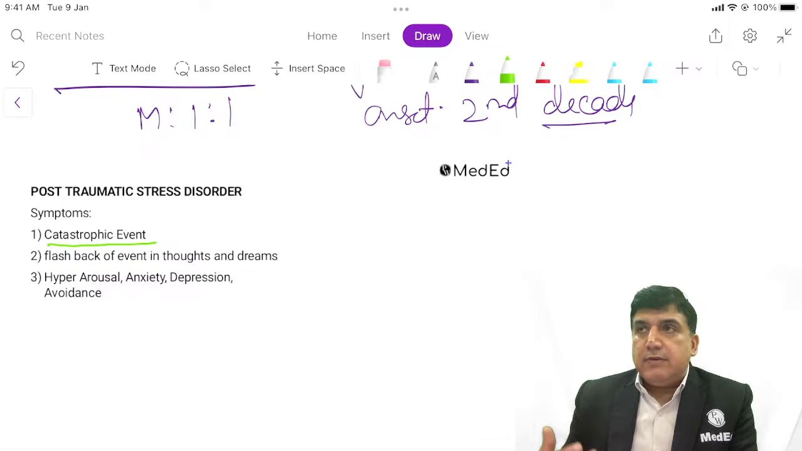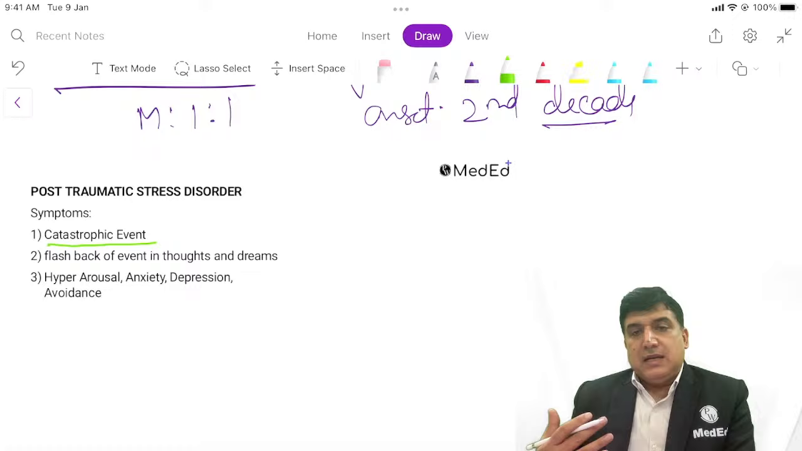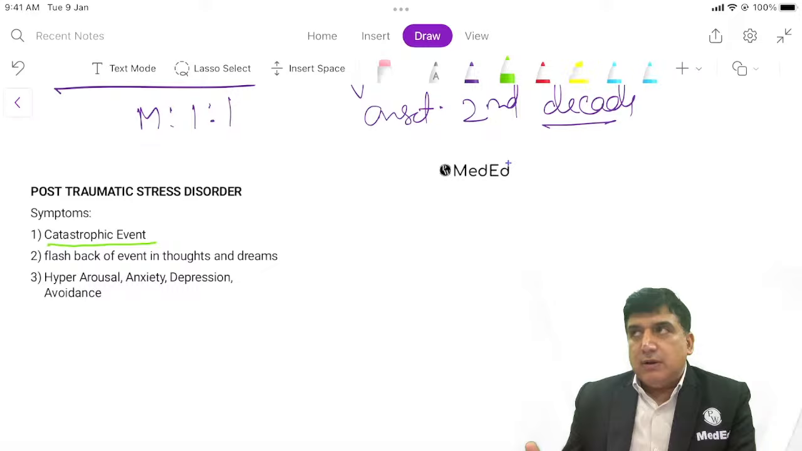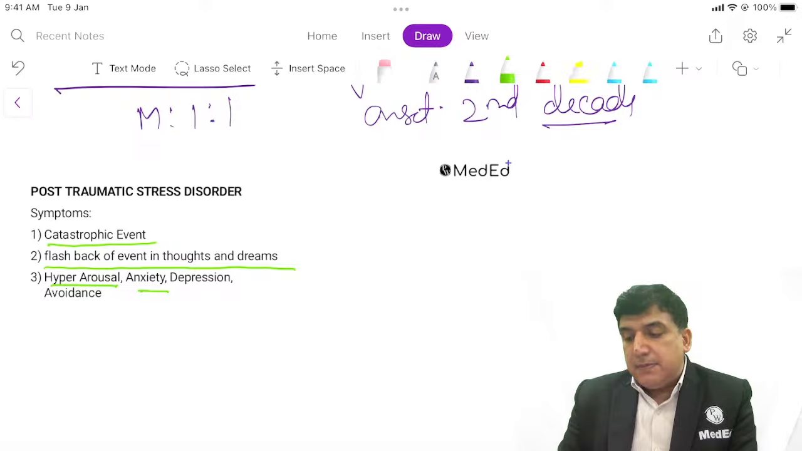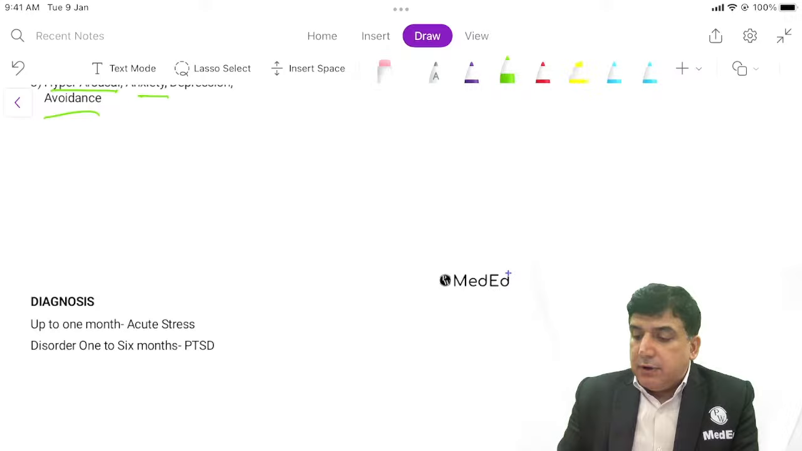Examples are what? War, flood, earthquake. Can you enjoy an earthquake? No. So the flood, the earthquake, the war, rape, sexual assault, and major accidents are examples of catastrophic events. Once a person has had a catastrophic event, then there is flashback of these events in thoughts and dreams. Then the person has hyperarousal, anxiety and depressive symptoms, and avoidance behavior. For making a diagnosis of PTSD, we require these criteria. Up to 1 month, if these criteria are there, then we call it acute stress disorder.